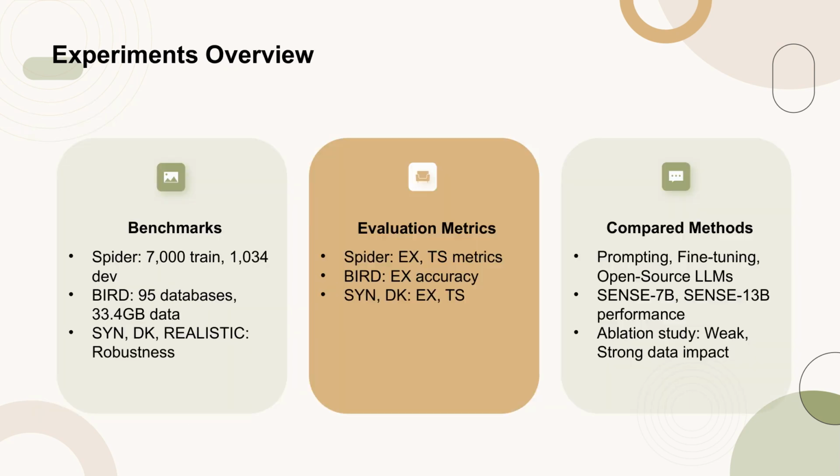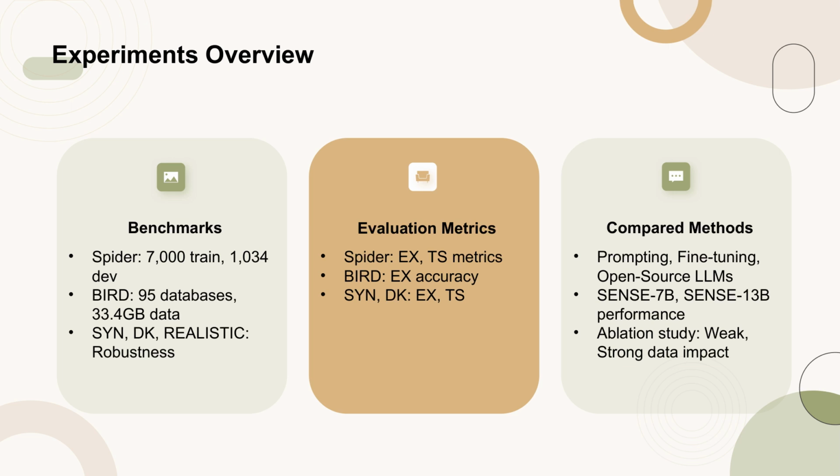In this section, we discuss the experiments conducted to evaluate the effectiveness of Sense. We used popular text-to-SQL benchmarks across 5 datasets. The general benchmark Spider includes 7,000 text-SQL pairs in its training set and 1,034 pairs in its development set, across 200 different databases and 138 domains.